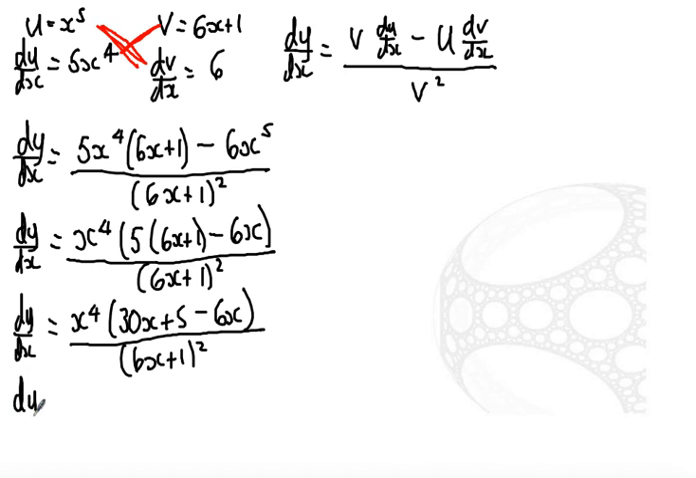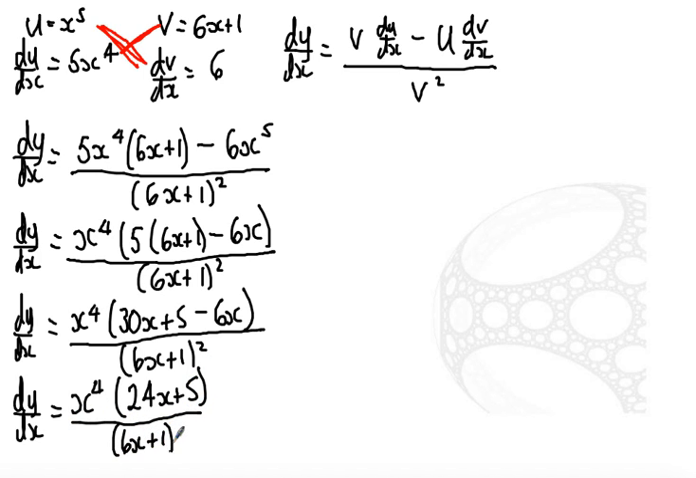And then finally, just tidying up again, simplifying those terms. You may be able to streamline this ever so slightly; I'm just showing the full working at this point in time. So I get x to the power of 4 times 24x plus 5 all over 6x plus 1 squared. And that is how to use the quotient rule. Very, very similar to the product rule. Identify u and v, differentiate u and v, substitute into the rule, and then do any simplification that's needed to get a nice, neat term.